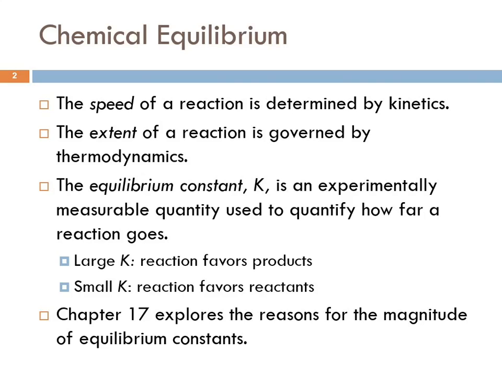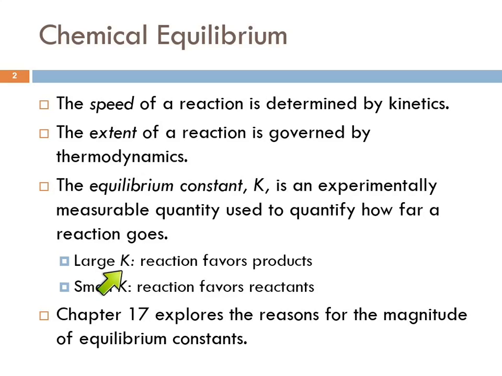So we're going to be looking at the equilibrium constant, which is abbreviated with a capital K. This is experimentally measurable, and this helps us to quantify how far the reaction goes. And hopefully this idea of equilibrium constant is at least familiar, because we talked about it a little bit in Chem 1A. We did a little bit with equilibrium constants.